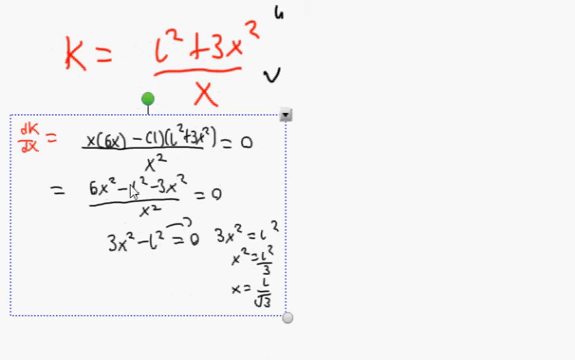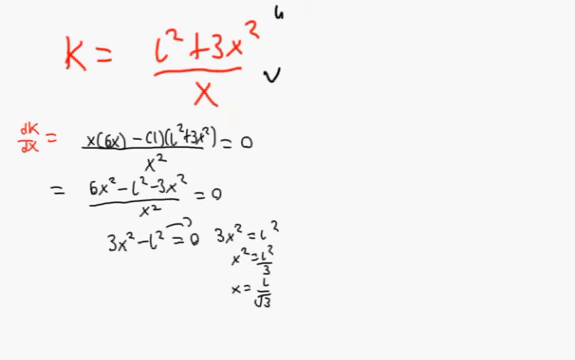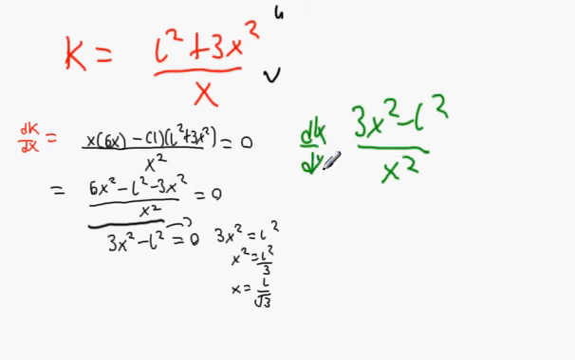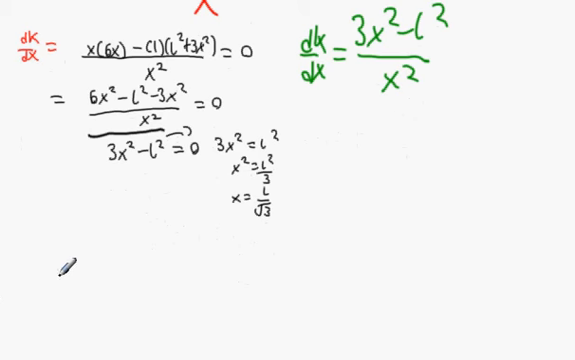Now, my second derivative is located here. Oh, sorry. My second derivative is actually 3x squared minus L squared all over... Sorry, my first derivative is that there. Everybody in agreement with that? Okay. Next thing I've got to do is get the second derivative and prove it's a minimum.